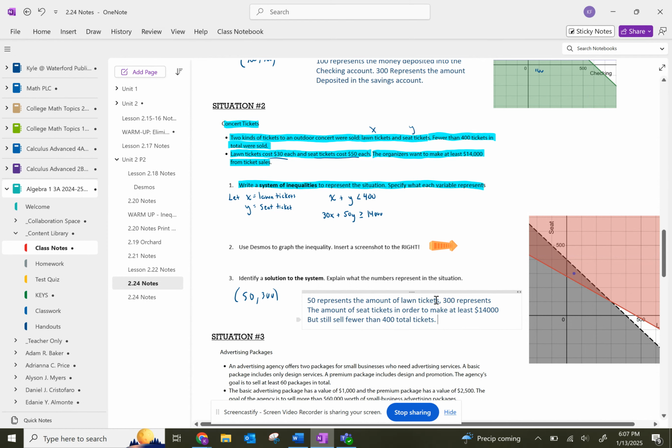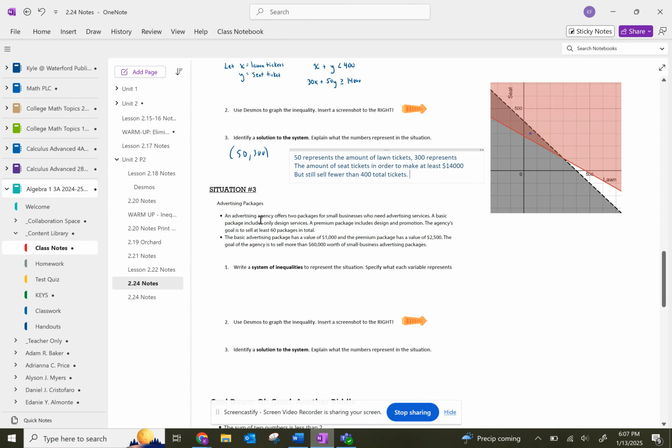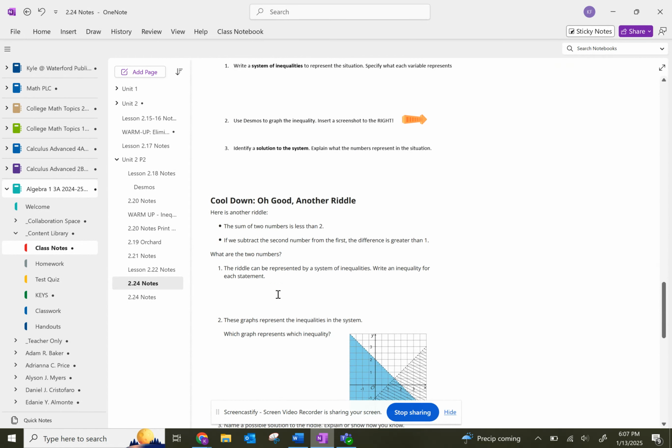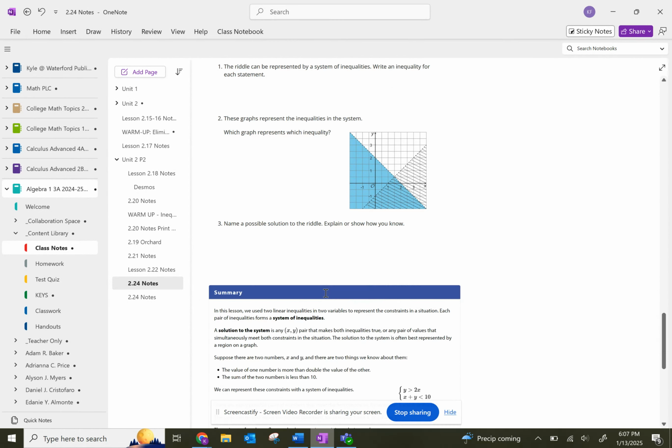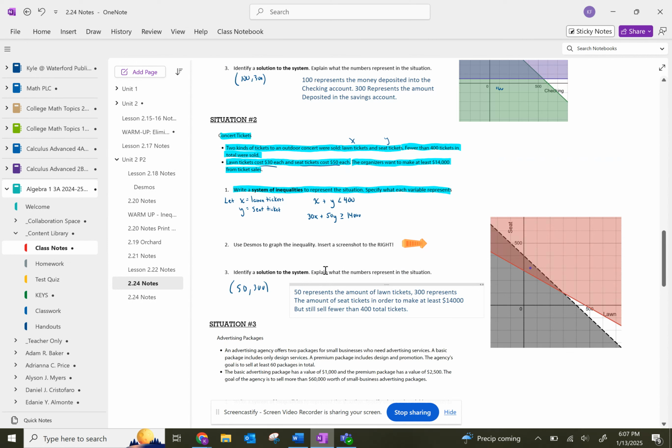Anyway, so that's it. So what I'd like you guys to try doing is try looking at situation 3. It's going to be very similar to situation 2, looking at advertisement packages. And then once you finish that, you have the cooldown down here. And that's what I'm going to check. And then if you guys finish that early, I'd like you guys to start the homework. So the homework I should be getting assigned around 12:20. And I'm going to ask Mr. Ryan to drop off copies so that you guys can do it on paper if you prefer that.